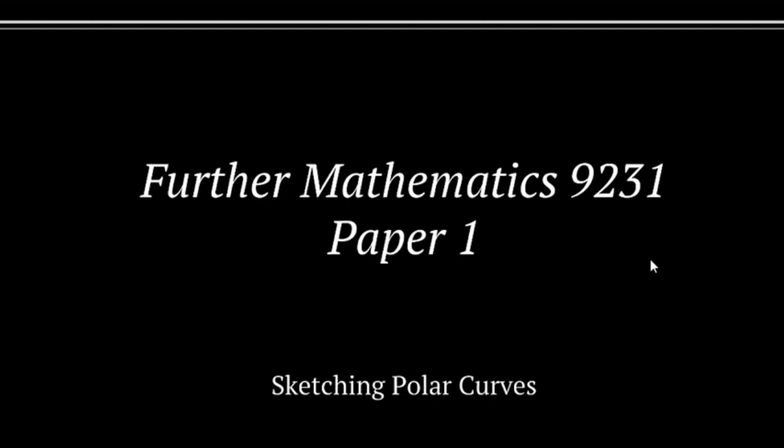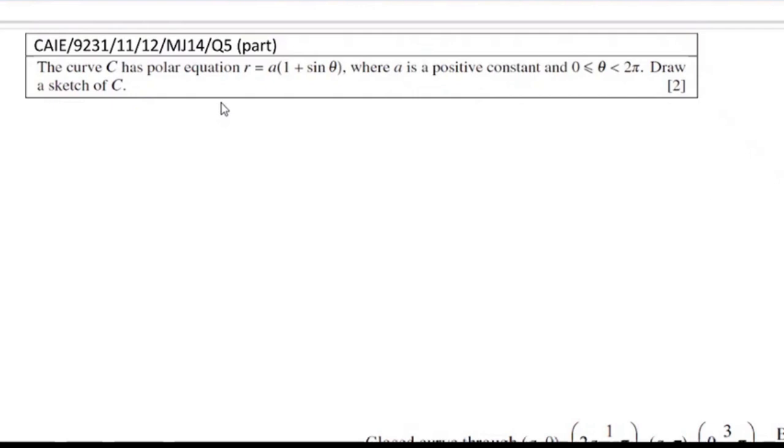Right. So for the first question here, you see this question is a usual polar curve that we have been seeing all the time. So this is r equals a times (1 plus sine theta). So we can actually draw a sketch of C. Of course, this is not something that we are unfamiliar with. We're actually quite familiar with this already.